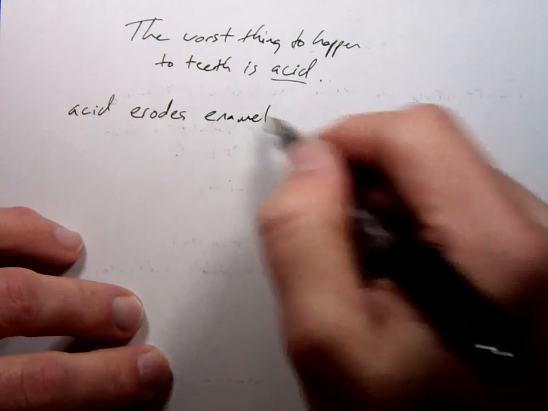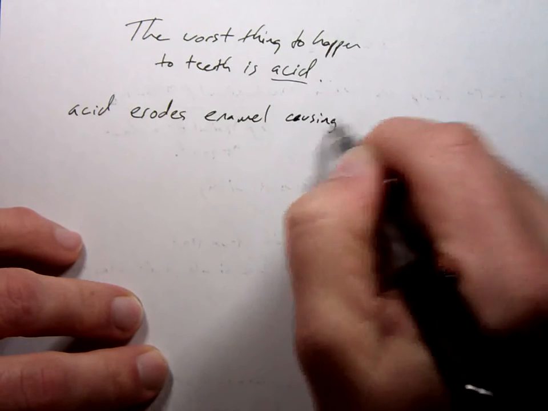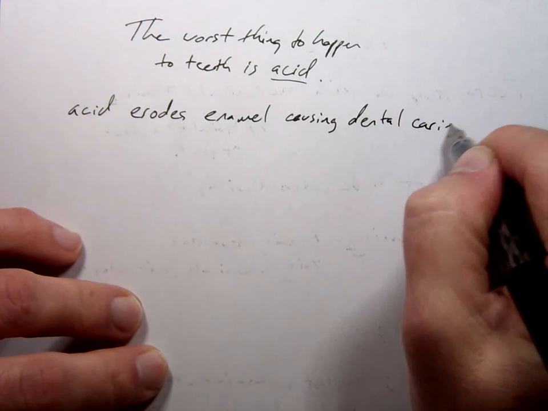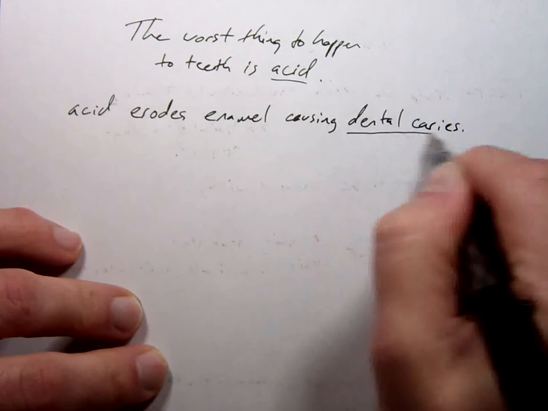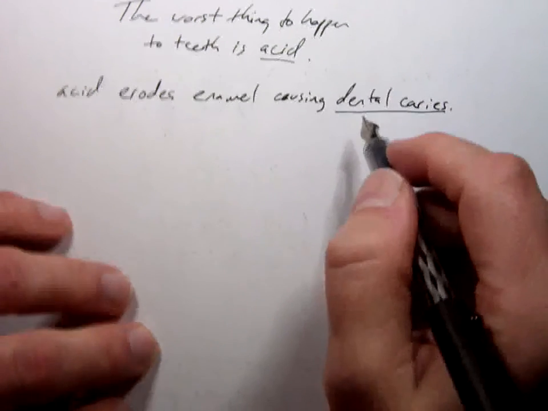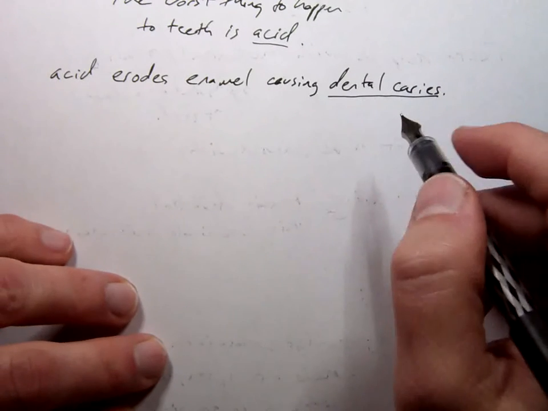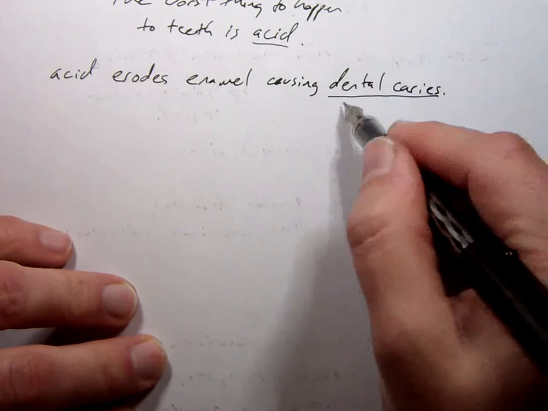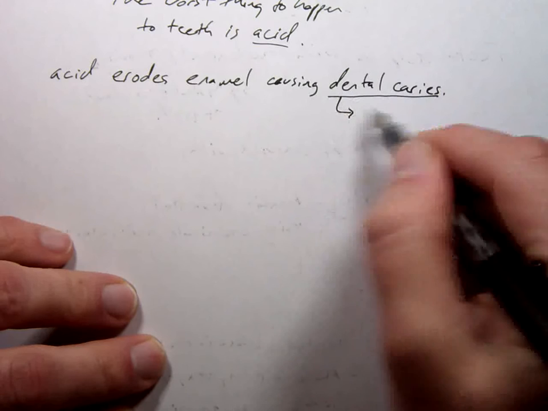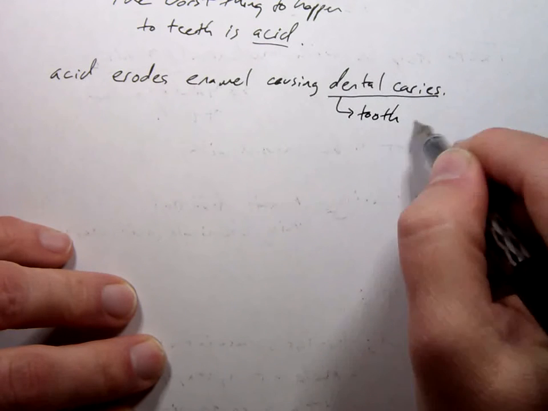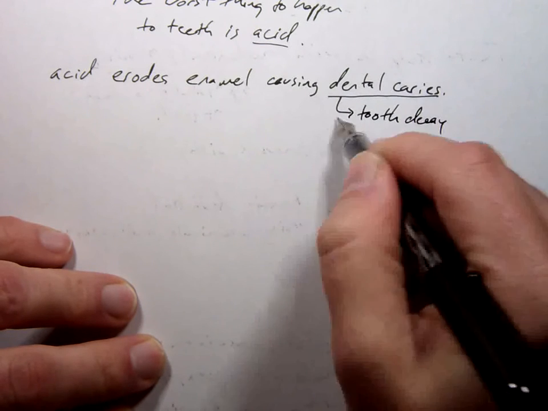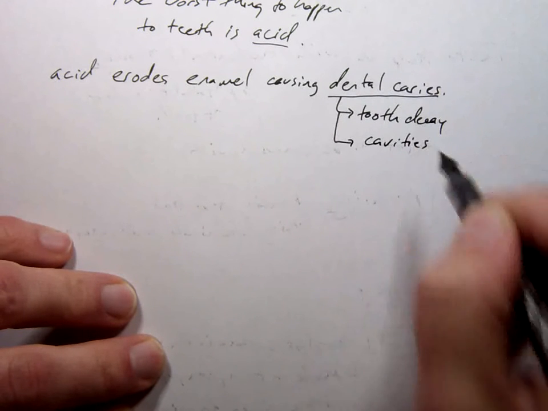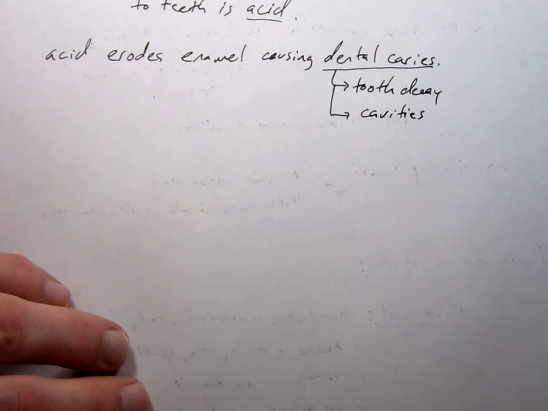Acid erodes enamel, causing dental caries. What? Carie? Yeah. Dental caries literally means tooth decay. Sorry if your name's Carrie. Tooth decay, otherwise known as cavities. Tooth decay, cavities. That's what dental caries are.